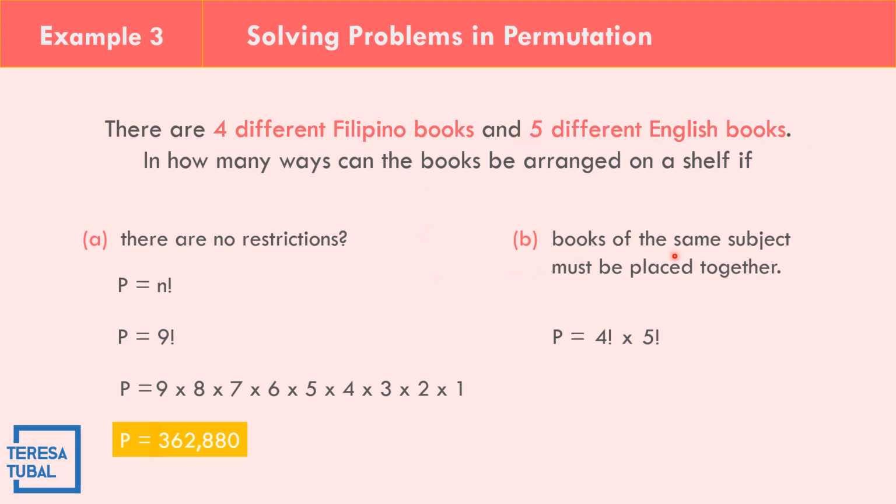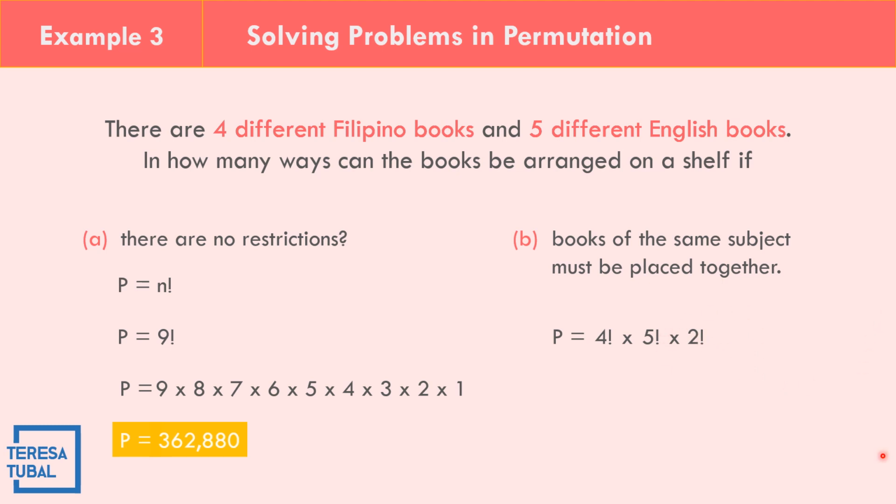Based on letter B, books of the same subject must be placed together. So it means the Filipino books are together and the English books are together, times 2 factorial, because if the Filipino books and English books are each together, there are two arrangements: Filipino-English or English-Filipino. So we have 2 factorial.